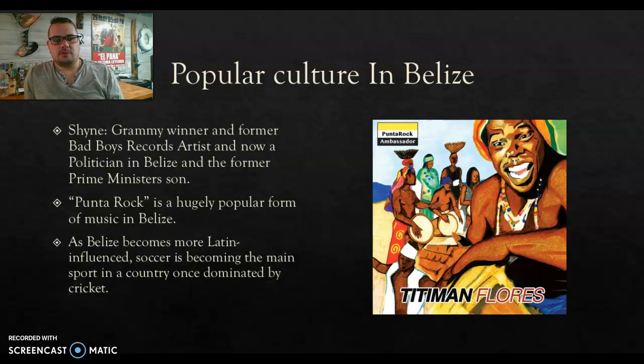Punta Rock is hugely popular in Belize. It's got the Garifuna influence as well as the Creole. And then as far as sports go, soccer is becoming increasingly popular in Belize as more and more Latin Americans are immigrating there. It was dominated by cricket, again going back to the British roots. Basketball is becoming more international and is starting to dig roots in Belize as well.